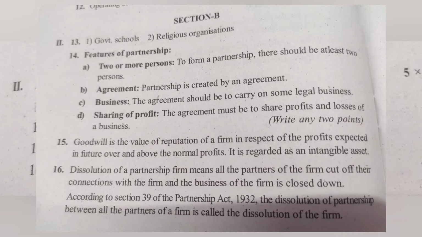Second question is the two features of partnership. So two features of partnership are two or more persons. There should be an agreement, which is, the partnership is being created with the agreement. And business, they should carry on some legal business, and profit sharing is that they have to have a ratio, or else they have to share the profit equally. So these are the features.